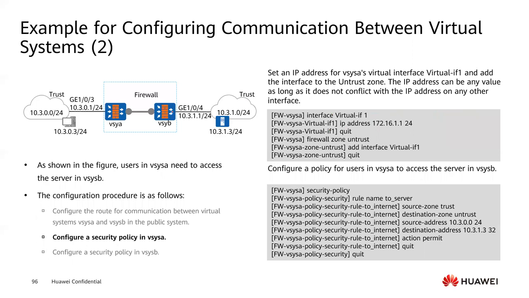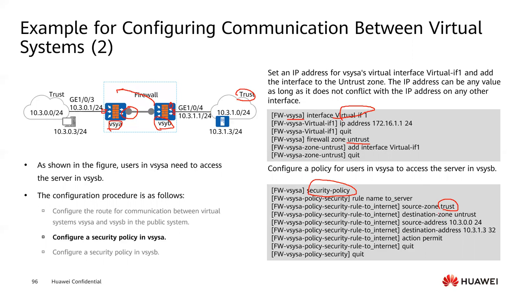And for the interface in VSS B, you need to do the same things. Also, for any firewall, you need to configure the security policies. You will find that in this firewall, VSS A, this is the trust interface, and this other interface is added to untrust. So for VSS A, the traffic comes from trust to untrust. For VSS B, it is the same: the traffic comes from the trust zone and goes out from the untrust zone.